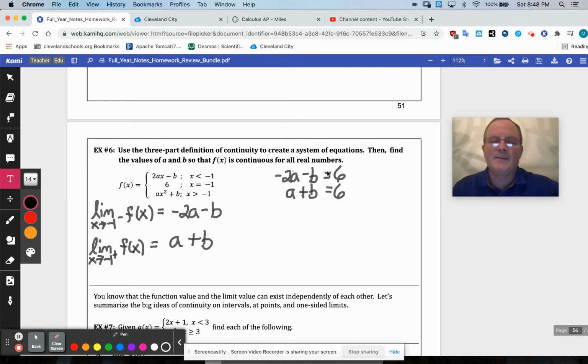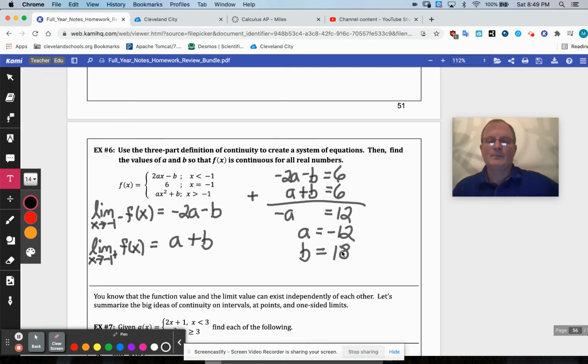Well, that was nice of them. That's a nice little system of equations. We can just add straight down. And so I have -a equals 12. So that means that a is -12. Okay. And so if a is equal to -12, then b would have to be 18 so that when you add them, you get 6. Interesting. All right. We're done with the problem.